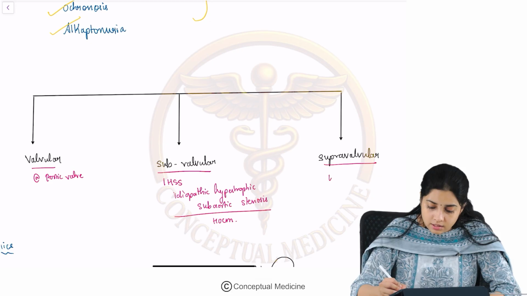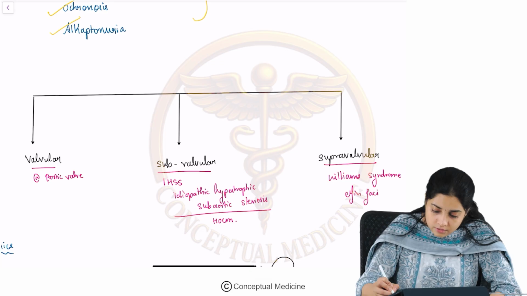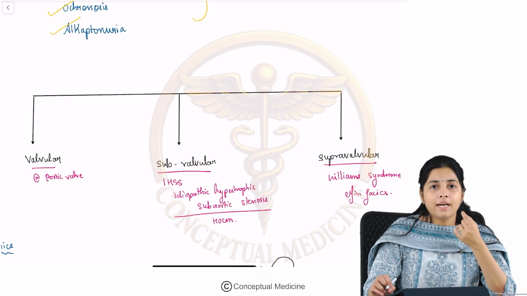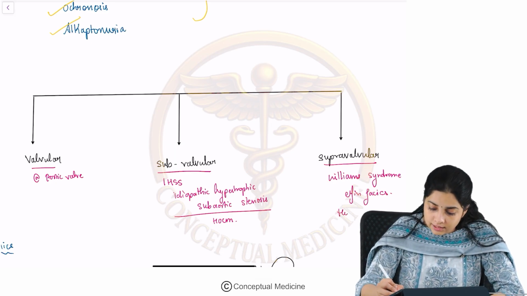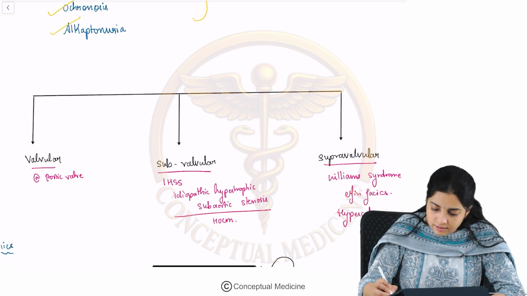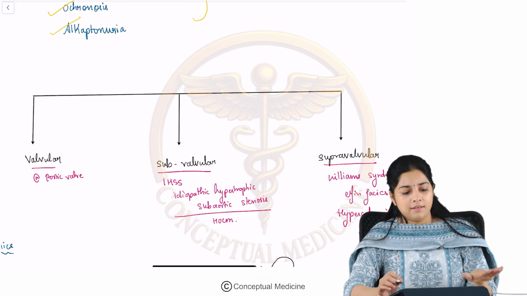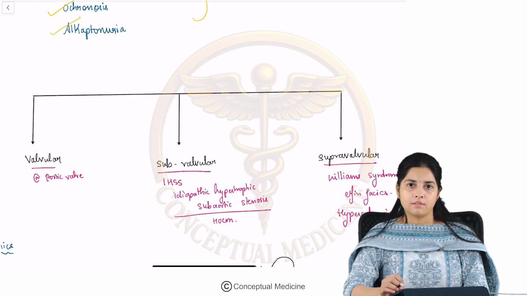Supravalvular aortic stenosis is also called Williams syndrome, where the patient has an elfin facies. So, what is this elfin facies? He has a broad nose, a pinched nose, and a long philtrum. This is what we call the elfin facies. The dyselectrolytemia associated with that is hypercalcemia. So, these are the different types of aortic stenosis: valvular, subvalvular and supravalvular.